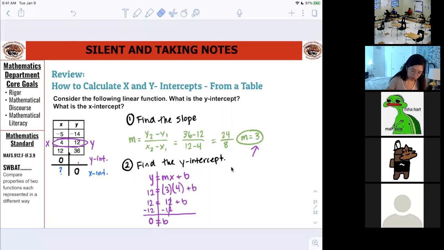So on the graph, where would the y-intercept be passing through? The 0 point. What's that called? The origin. The origin, exactly. So this one was kind of easier than usual. Okay. So I have my slope, I have my y-intercept. I'm almost there. Now I just need to get my x-intercept.